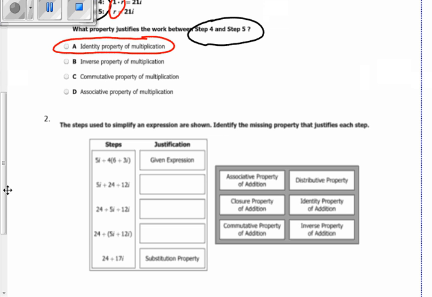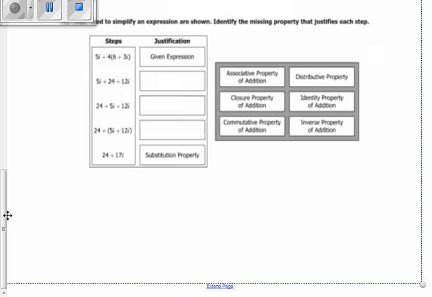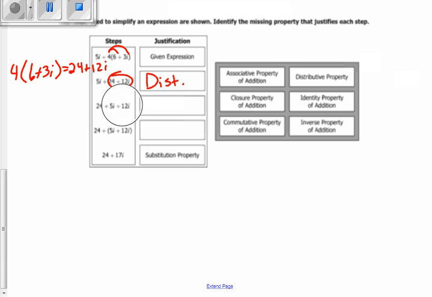Number 2, we have to fill in the blanks. So again, I look from one step to the next, what's happening. Well, the first one looks like we're distributing. Distributive property. So that was where 4 times 6 plus 3i equals 24 plus 12i. That's distributing.